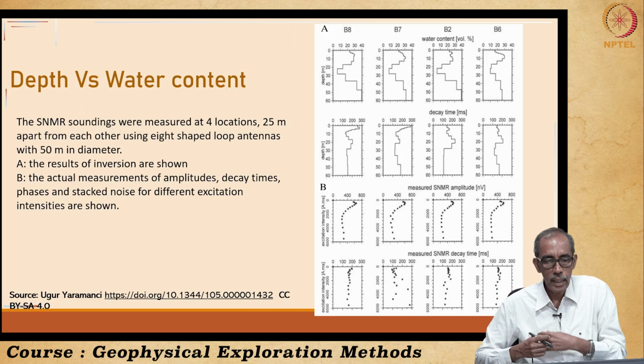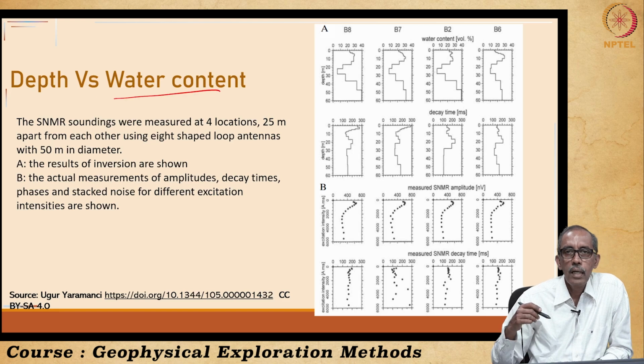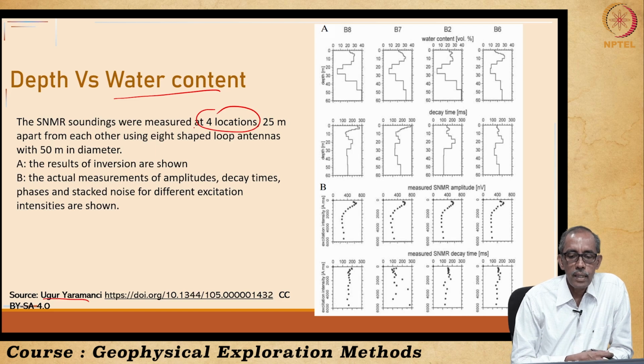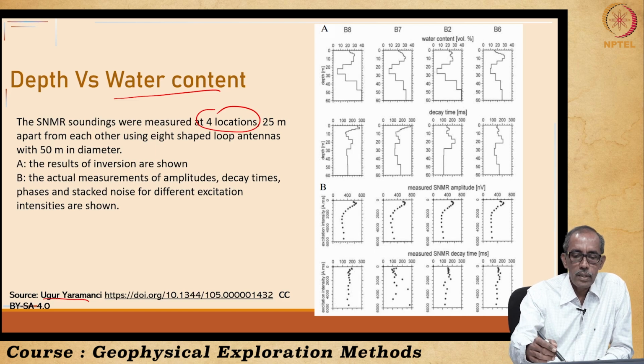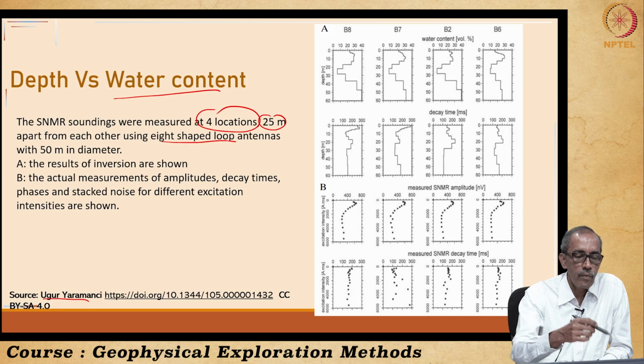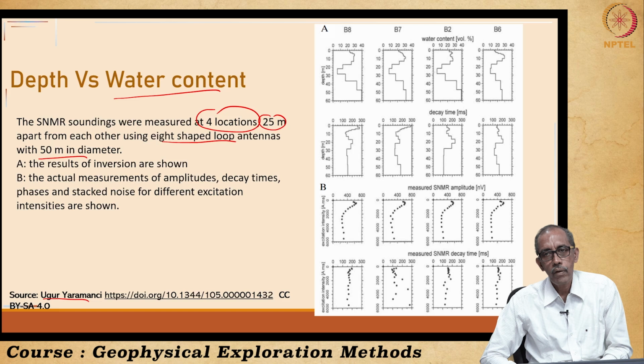In this case study, they try to understand how the water content beneath the surface, that is groundwater content, is varying. This researcher has carried out about 4 or 5 soundings on the surface, at locations 25 meters apart, using 8-shaped loop antennas with about 50-meter diameter. So, very large transmitter coils were used.